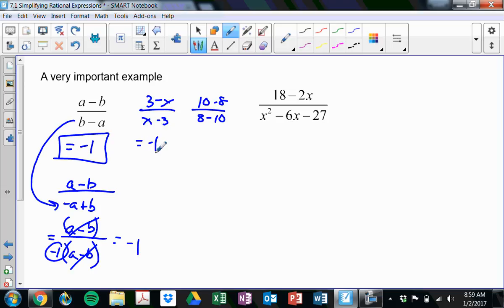8 minus 10 over 10 minus 8, or other way around in this case. I can even calculate this. 10 minus 8 is 2. 8 minus 10 is negative 2. And that's just negative 1. They all come out to negative 1.